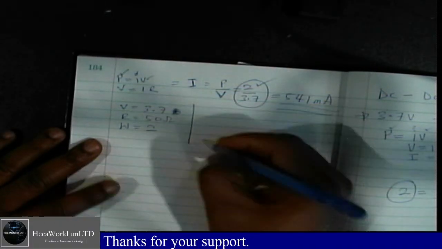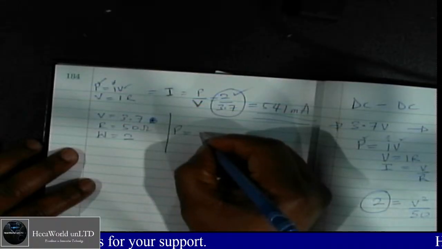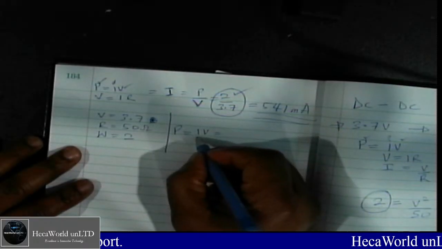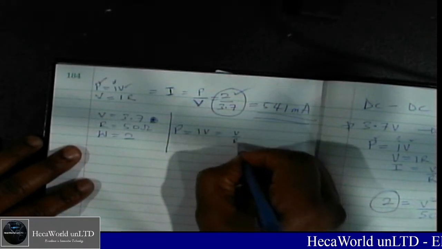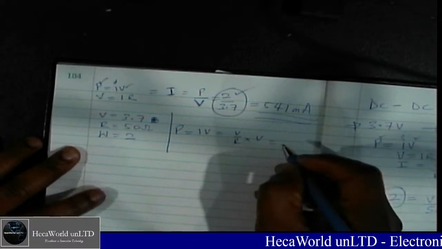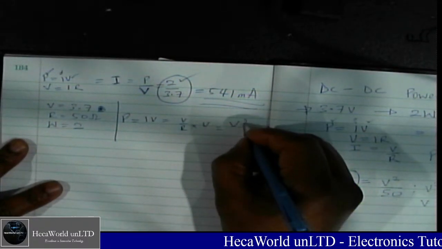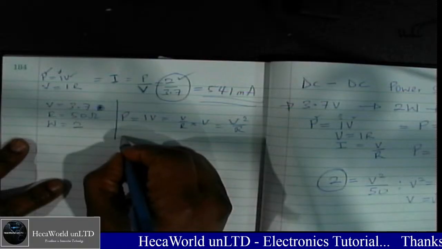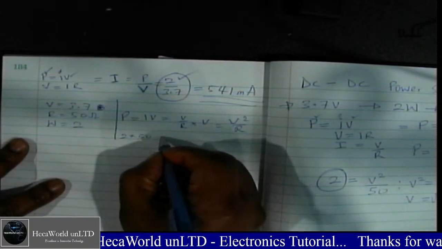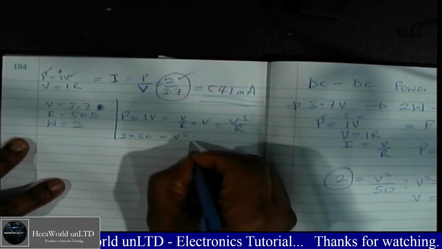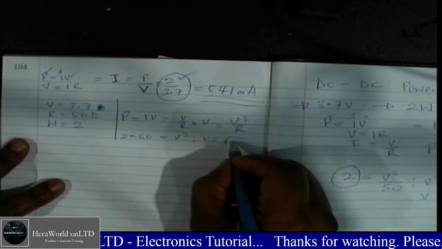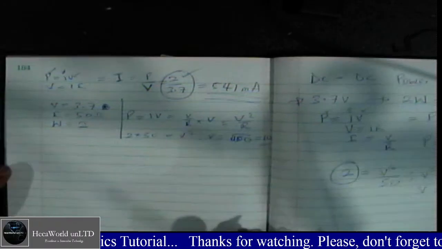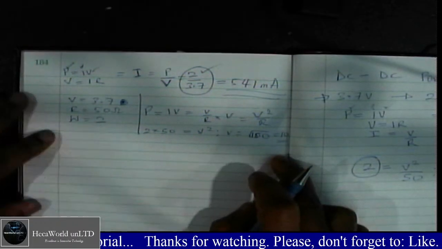So we walked through what we did earlier. We said P is equal to IV, which, since I is V over R times another V, is equal to V squared over R. And I know that R is 50, so P times 50, which is 2 times 50, is equal to V squared, such that V alone is the square root of 100, which is 10. So the question was, how do you get 10 volts from 3.7 volts?